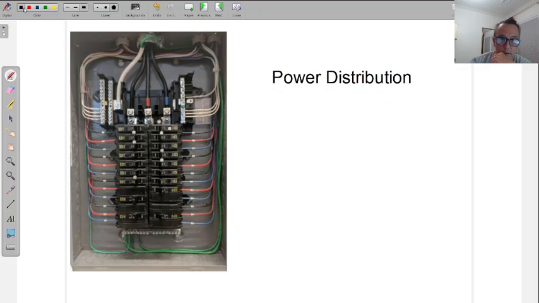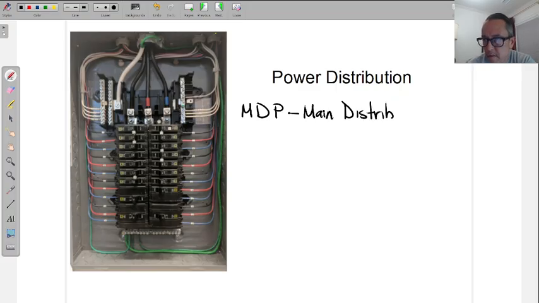All right, so you're in the building. You're going to have three types of electrical panels. The first one is abbreviated MDP. This means main distribution panel.